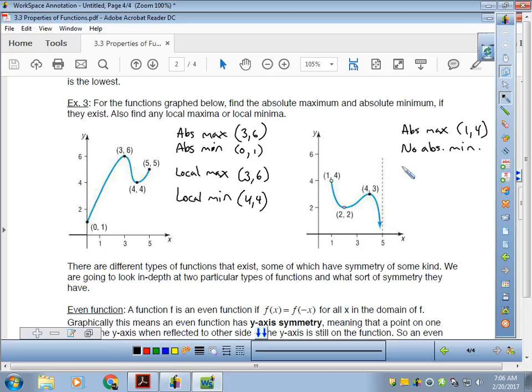Alright, and then if we look for our local max, we have places where it goes increasing to decreasing. And that's this point right here, which is at 4, 3. And then for local min, places where it goes decreasing to increasing. That's this point right here, which is at 2, 2. Okay. So that's absolute extrema. It's not too hard to do. For absolute maximum and minimum, you're just looking for the absolute highest and the absolute lowest, which is pretty easy to do.